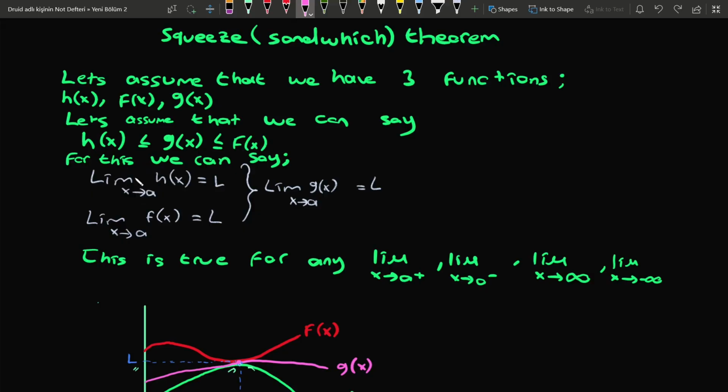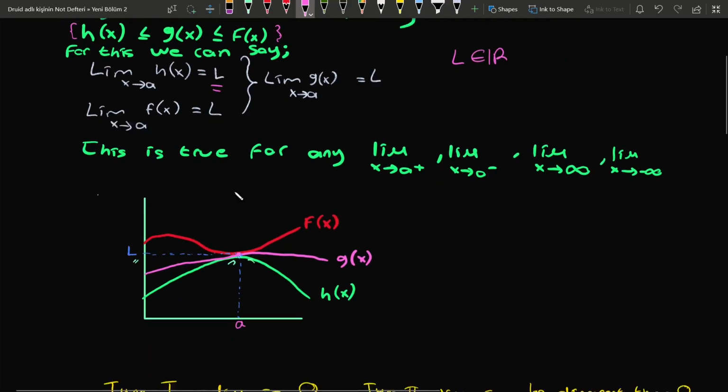then when this condition is satisfied, we check the limit of h(x) and f(x) as x approaches a. If these limits are equal, the limit of g(x) as x approaches a is also going to be L. We're working in real numbers, so L is in the set of R.